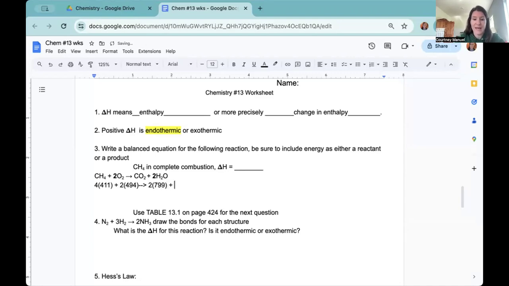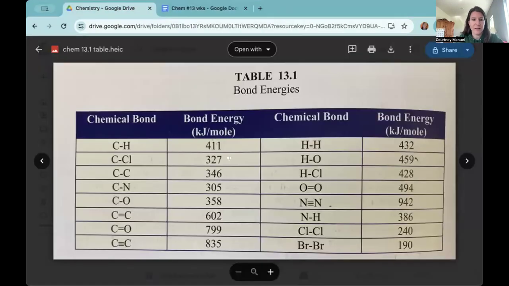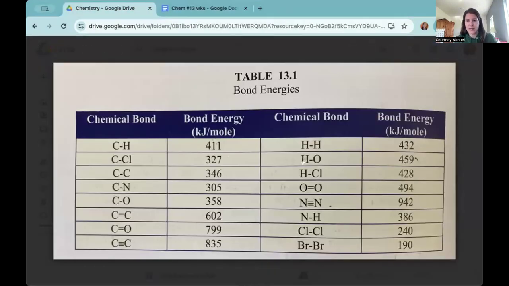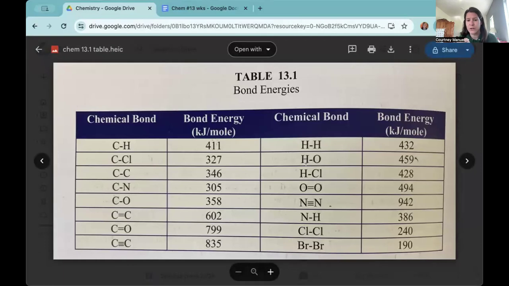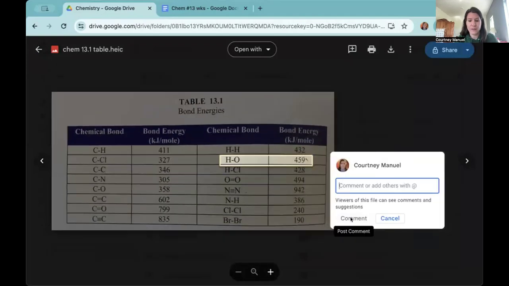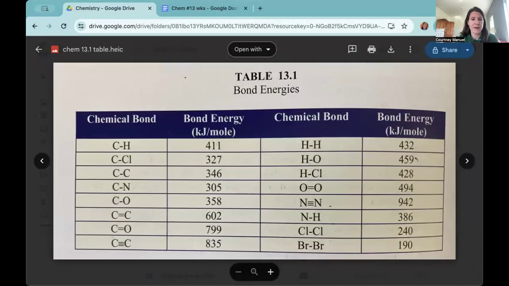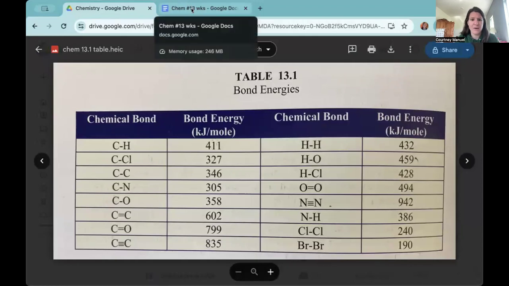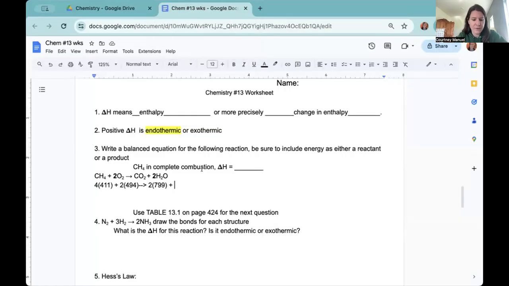And then we're going to add our hydrogen to oxygen bonds. There we go. Our hydrogen to oxygen. Now they can only do a single bond, so there's no wondering if it's a double or not. And that is 459. You can see it right over here. 459, let's write that down. Now we wonder how many are there?